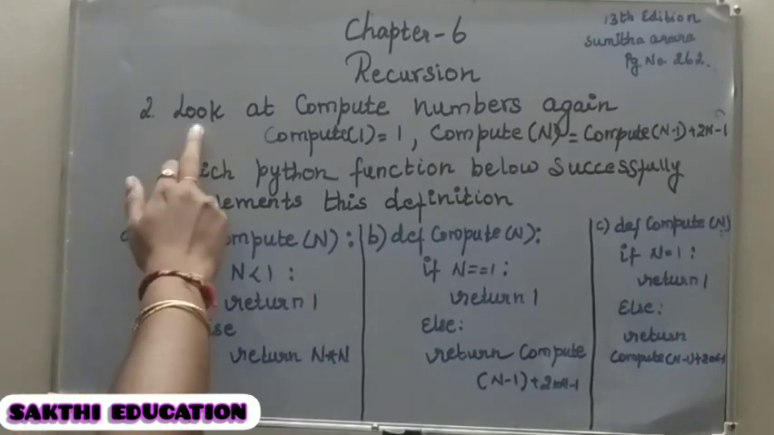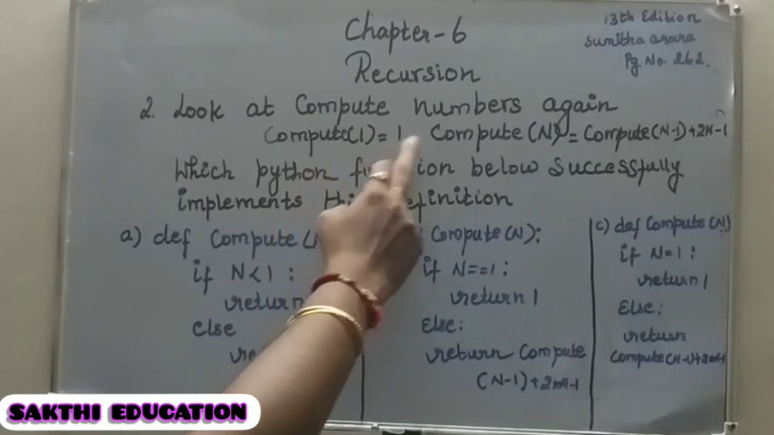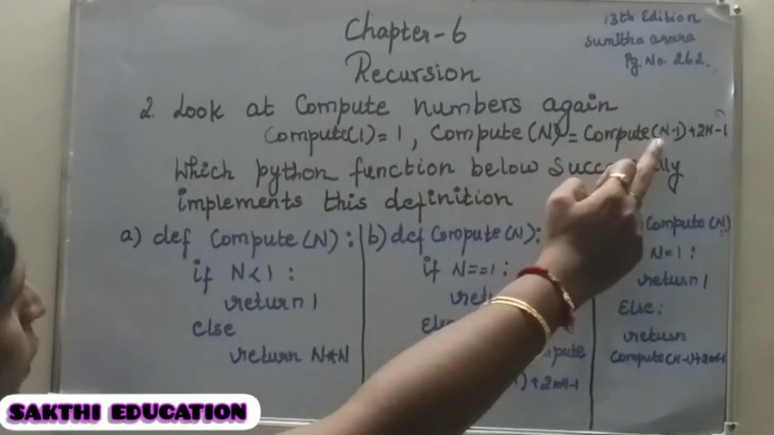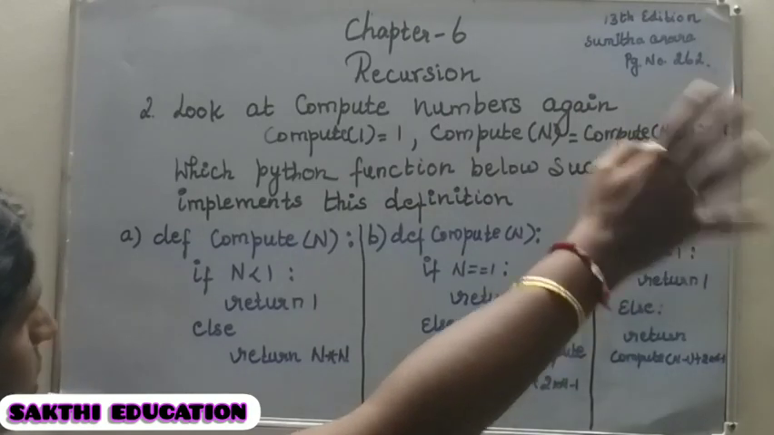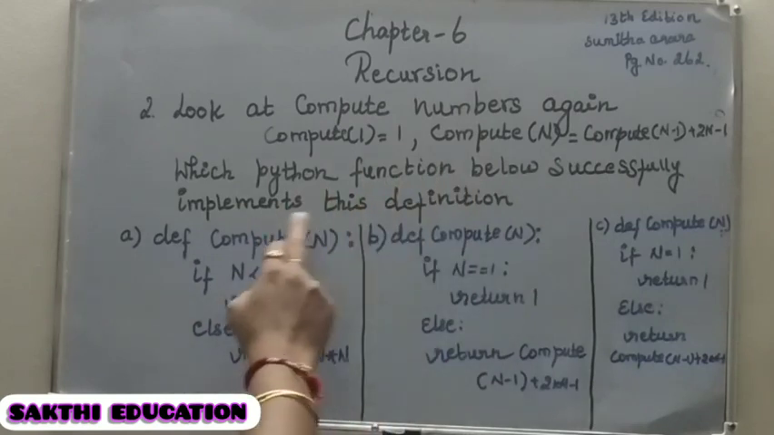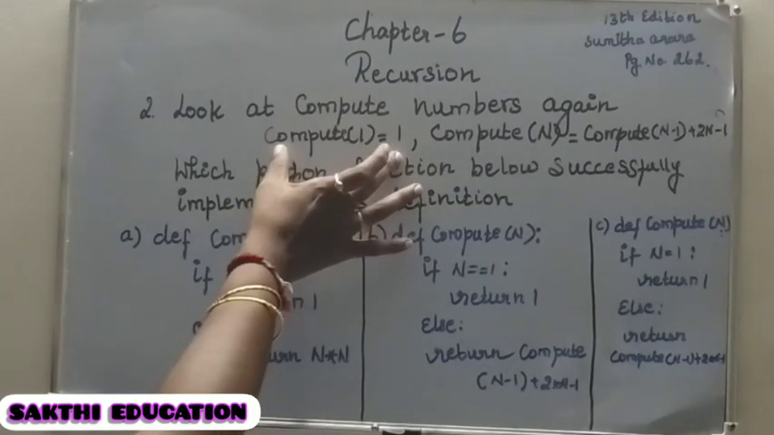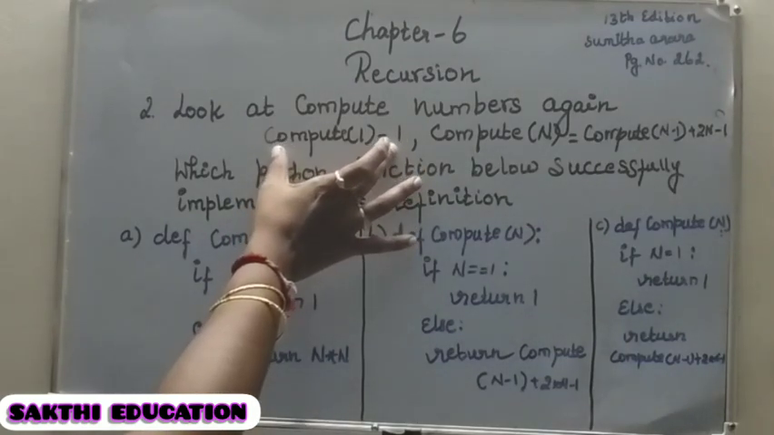Second question. Look at compute numbers again. Compute of 1 equal to 1. Compute of n equal to compute of n minus 1 plus 2n minus 1. Which Python function below successfully implements this definition? We know what recursion is. A recursion is a function that calls itself again and again. In recursion, we should use one base condition and one recursive call. This one is a base condition which will stop its execution.